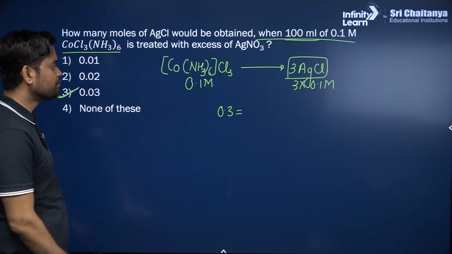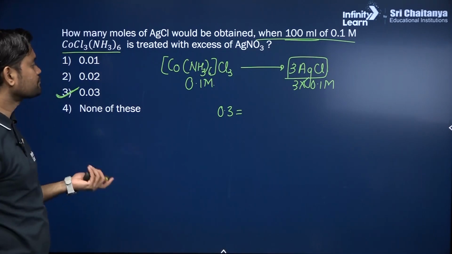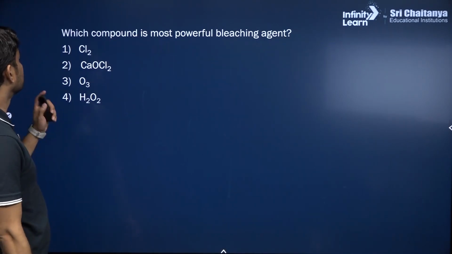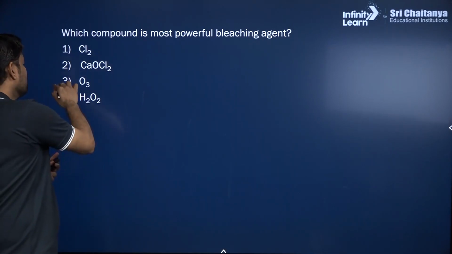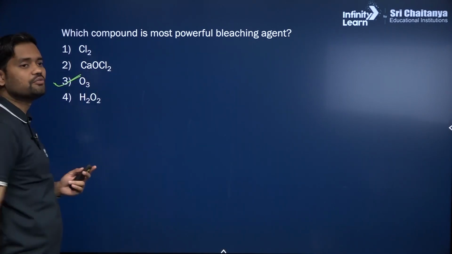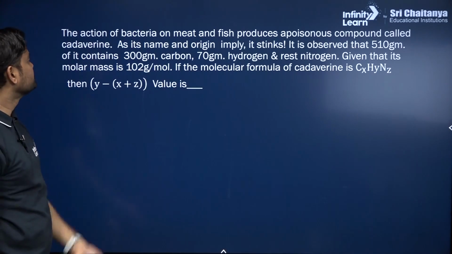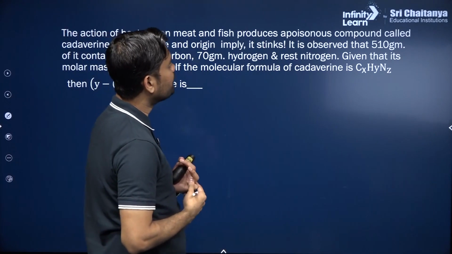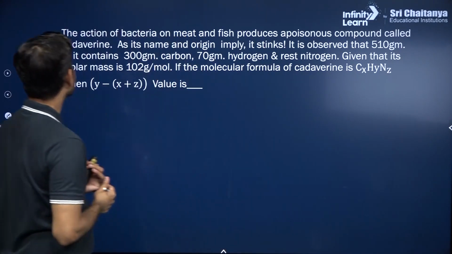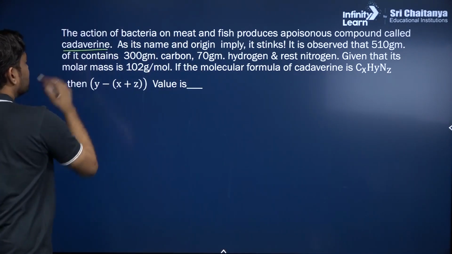Got it, guys? Sure. Then next one, which compound is the most powerful bleaching agent? Answer is ozone. Most powerful bleaching agent is ozone. Next, the action of bacteria on meat and fish produces a poisonous compound called cadaverine.